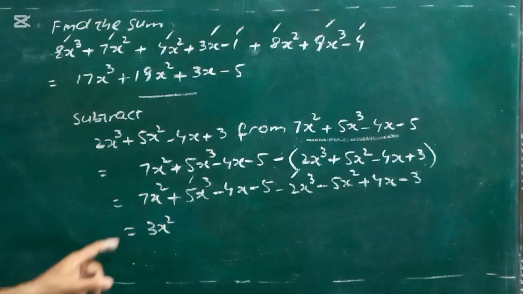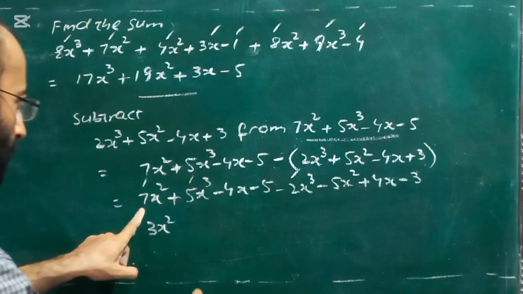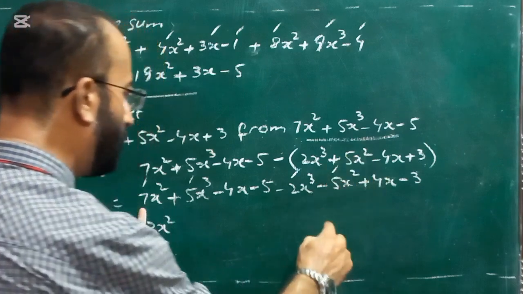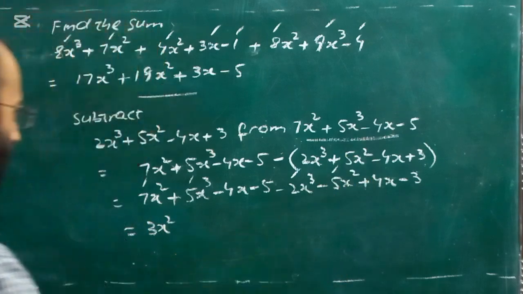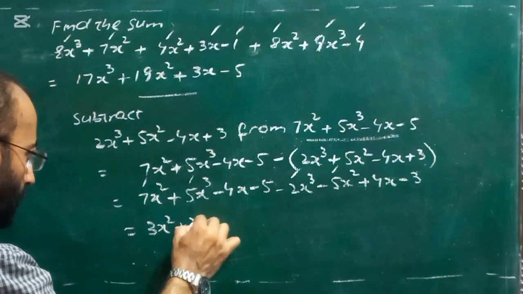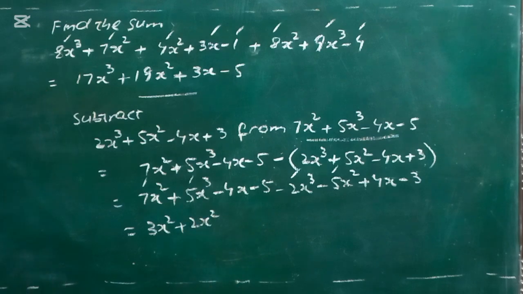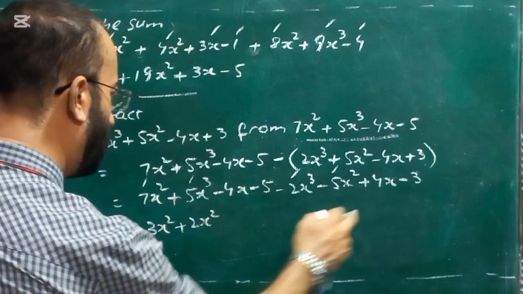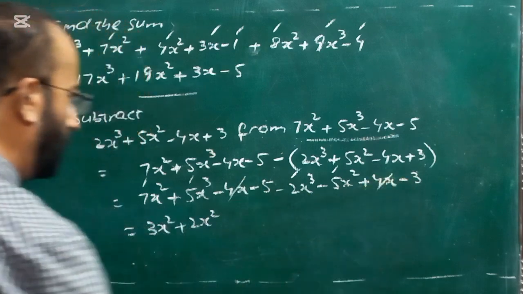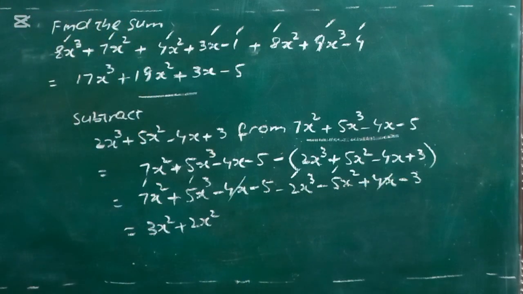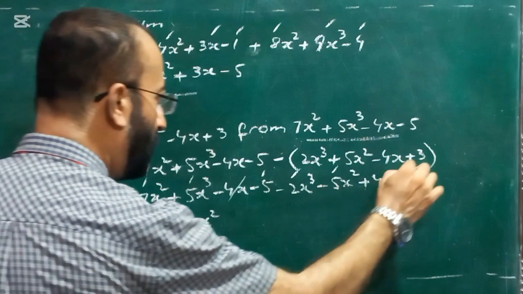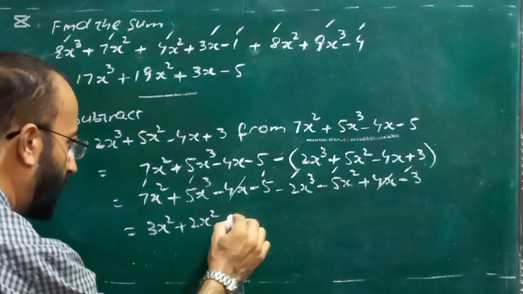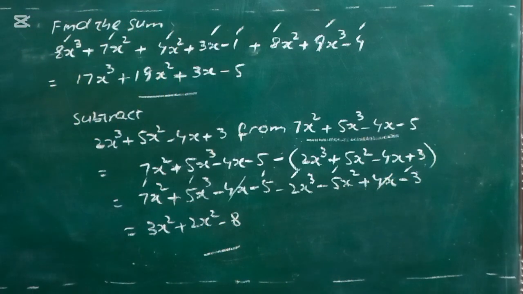Then x square values will be solved. So plus 7 minus 5 will be 2. So 2x square. Now x values will be solved. So plus 4x and minus 4x are going to be cancelled. And finally the digits will be solved. Minus 5 minus 3 will be minus 8. So this is the answer of this question.